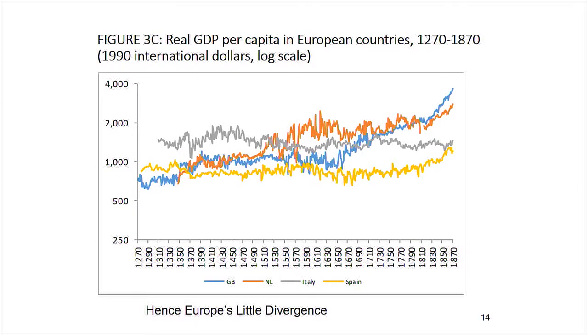When we superimpose the Northwest European countries onto the Mediterranean economies, we see this reversal of fortunes, what we call Europe's little divergence.